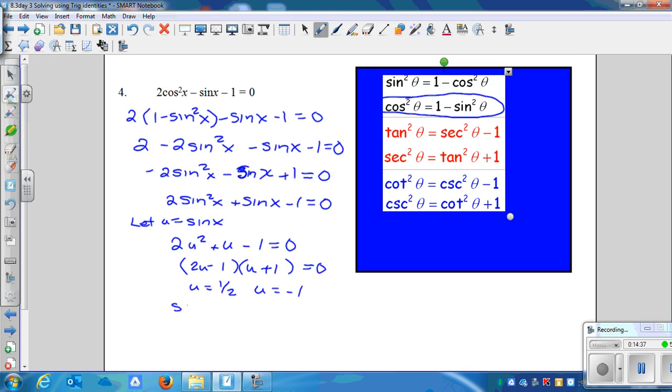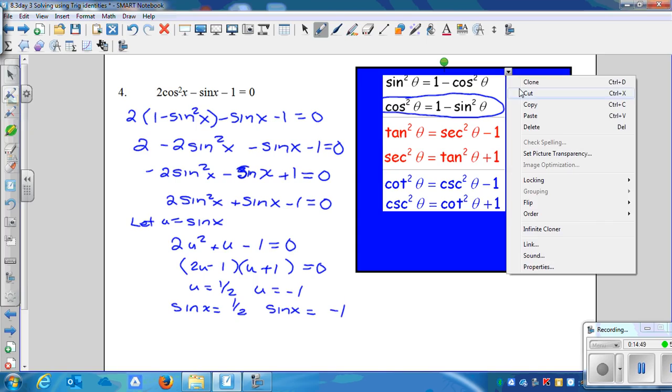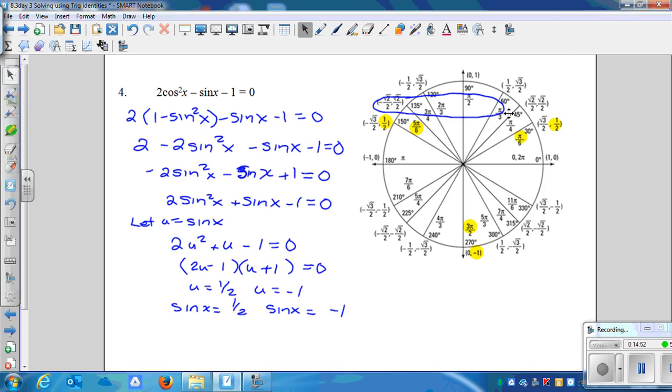I'm going to replace u with sine again. So I have sine of x equals 1/2. And sine of x equals negative 1. We're going to go up to our unit circle and see if we can take a look at the values on the unit circle that work. There you go, and you'll see those highlighted values. So we have x equals, from the first one, pi over 6 and 5 pi over 6. And then from the second one, we have 3 pi over 2.